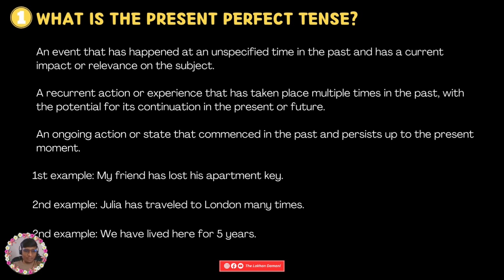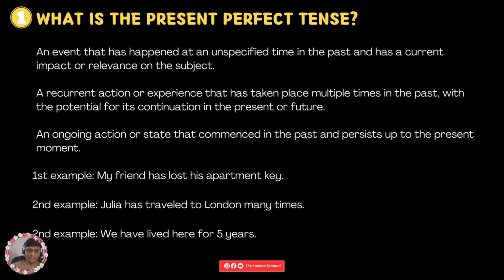The third definition, by mistake I wrote two, but this is the third. An ongoing action or state that started in the past and persists up to the present moment. The second and third are a little bit the same, but not 100%. Let me help you to understand.